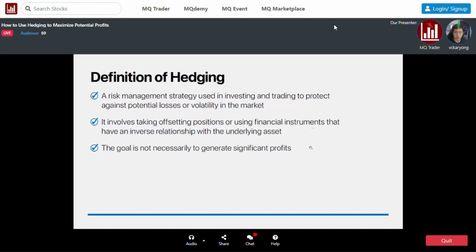So the primary function of hedging is not necessarily to guarantee you profits. I think you would know there's no such thing in the market. But hedging, as I always highlight, is essentially to first protect your downside. And because of that, you can potentially take it further and maximize your profit potential.